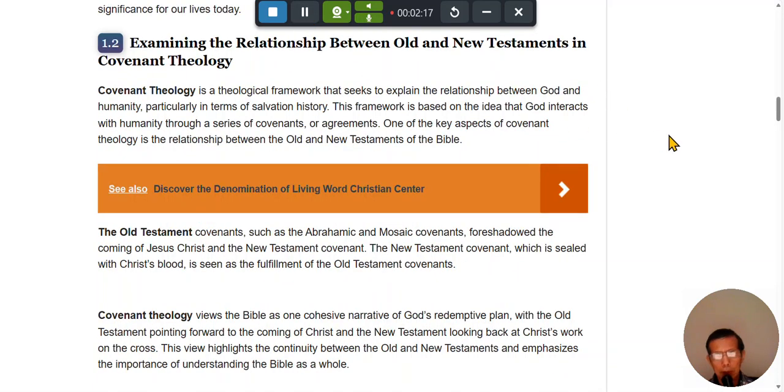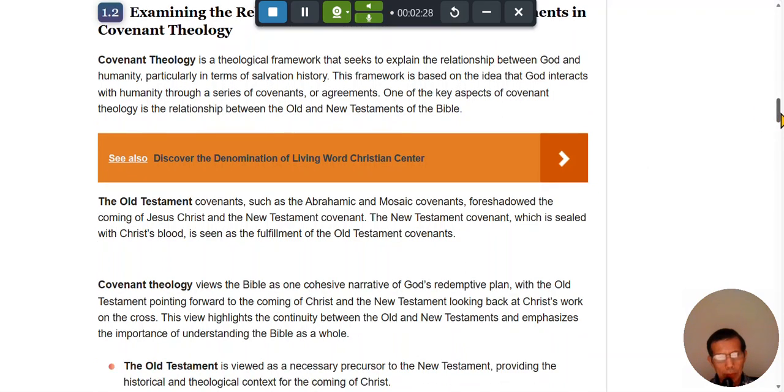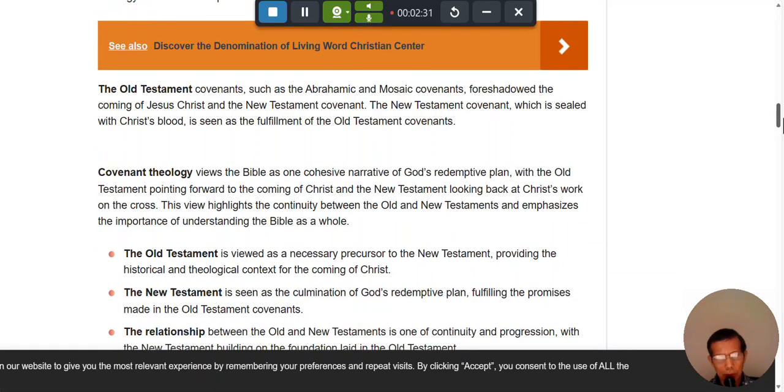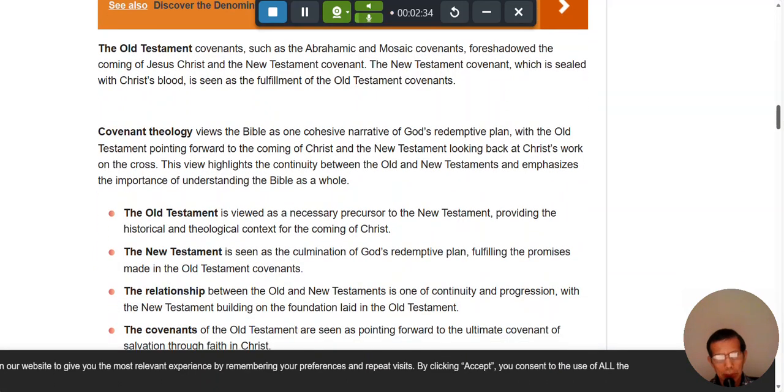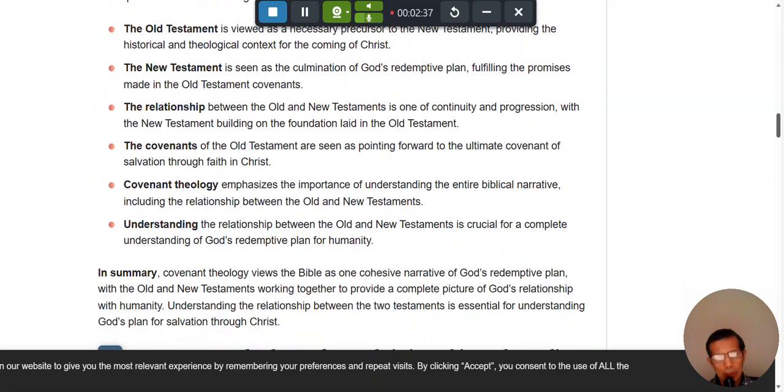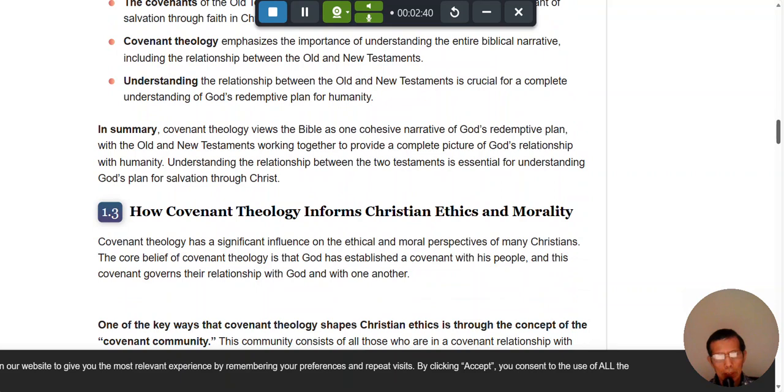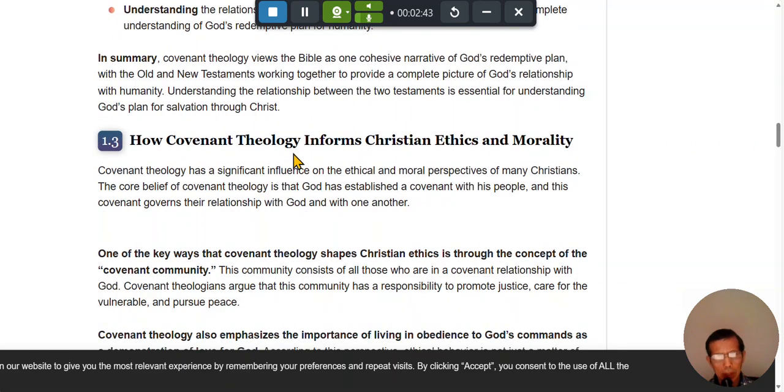This is a continuation of the Old and New Testament covenant. Underneath, this article talks about the differences and the relationship between the Old Testament and the New Testament covenant. So it's a basic overview of the study. And how does covenant theology inform Christian ethics and morality? There is more study about that. We don't just study theology and covenant, but also how it affects us as Christians. How do we live our life?